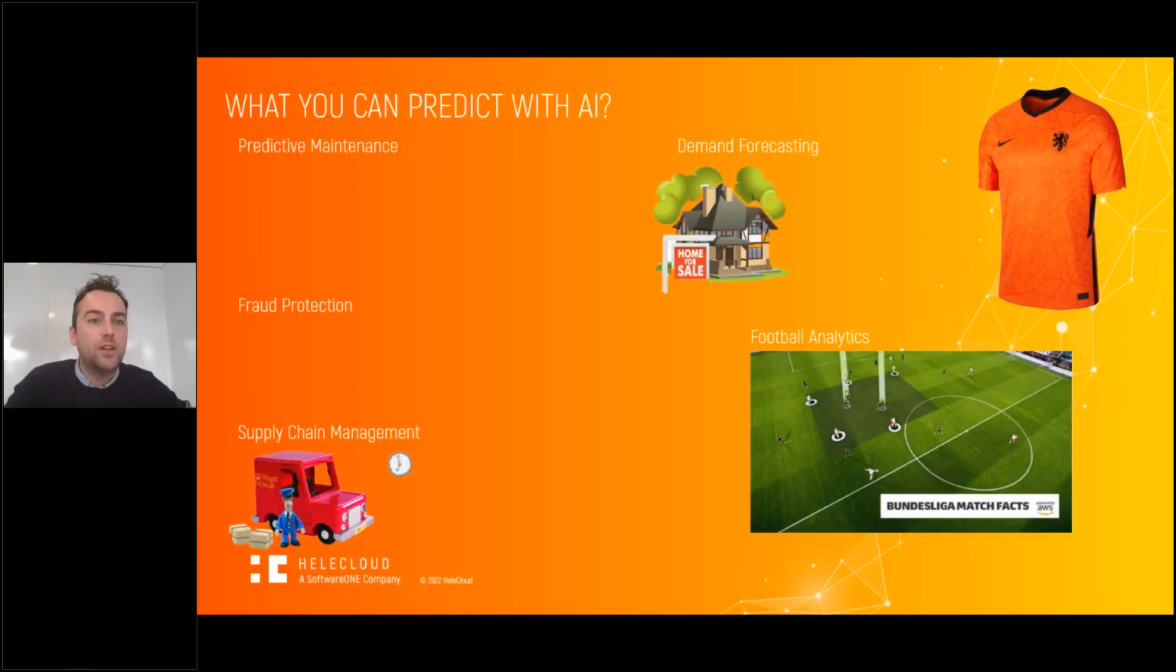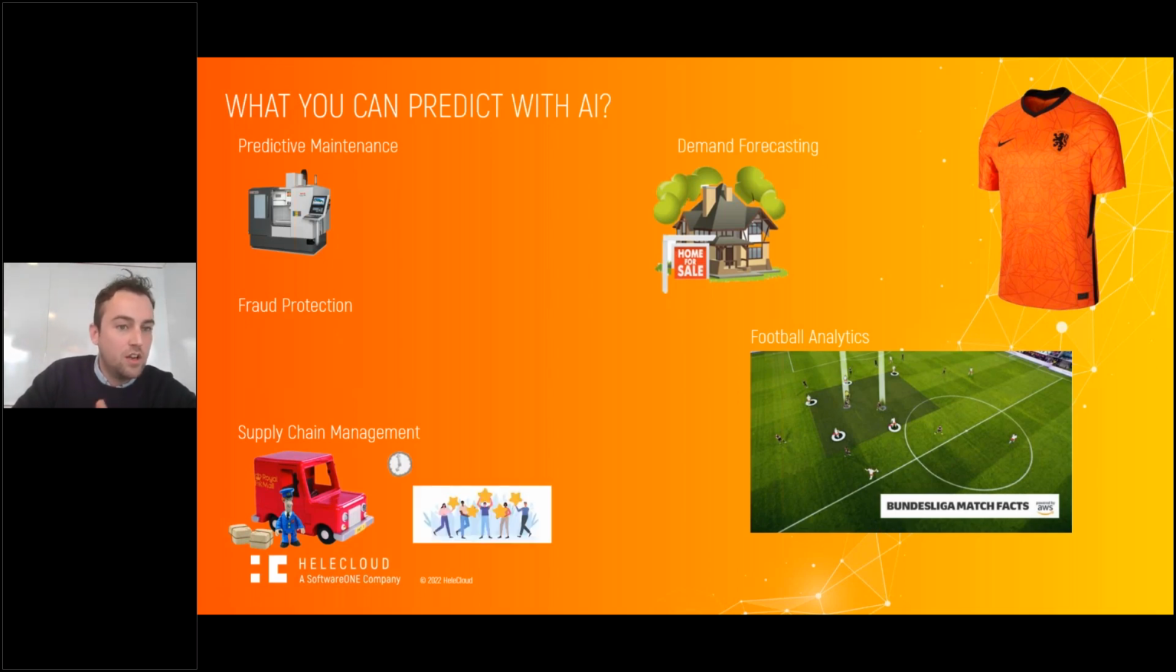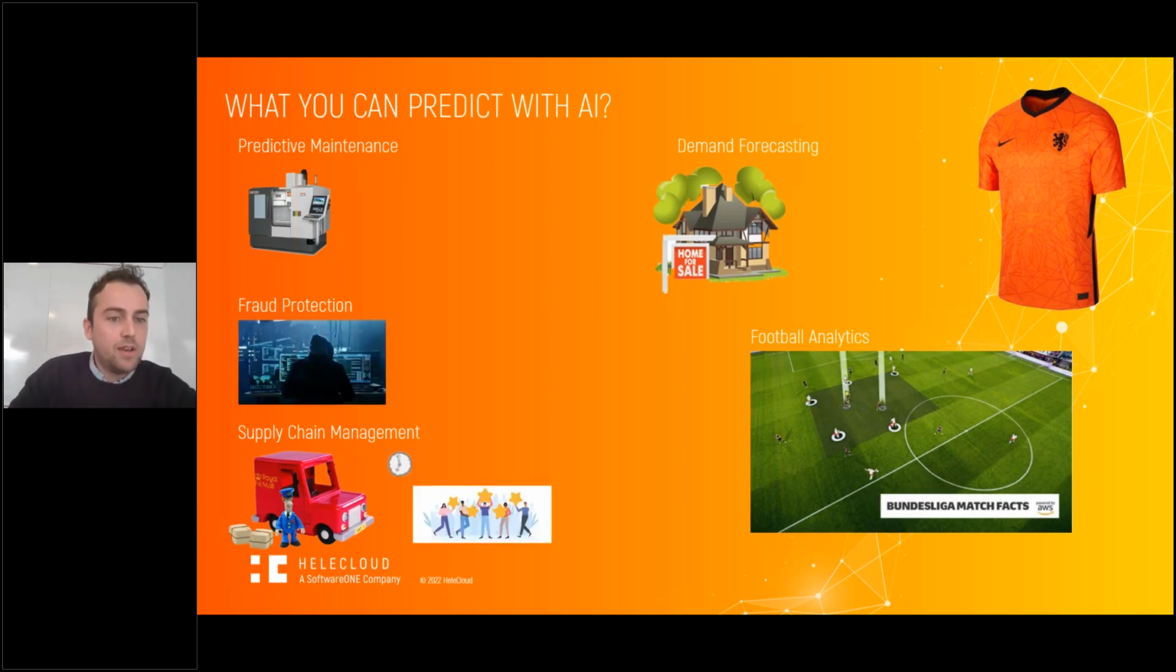So the question: what can you predict with AI? For example, you can predict when a machine needs maintenance, or you can predict fraud. But maybe customer behavior is very important for your company, so you can predict when packages come too late to your customer. But you can also predict demand forecasting. So how much is your house worth in 6 months, or how many shirts we have to buy, because football clubs can only buy the amount of shirts 2 times a year, so they have to predict it very precisely. And after that, you can also predict football analytics. What will be the chance of a player to score in this match?